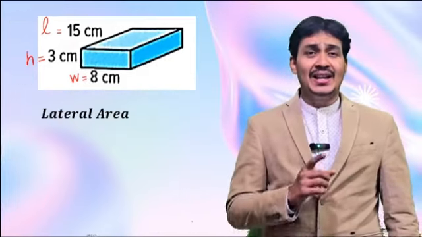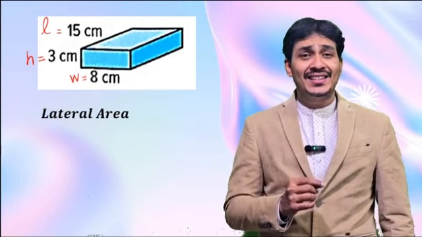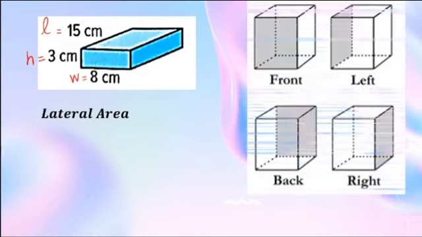To find the lateral area, we need to only consider the 4 faces, the 4 vertical walls. Only those we need to consider. We will not consider the top face and the bottom face. That we are going to ignore. So for the lateral area, we are going to only consider the vertical walls. Okay. So let's start to find the area of these vertical walls.